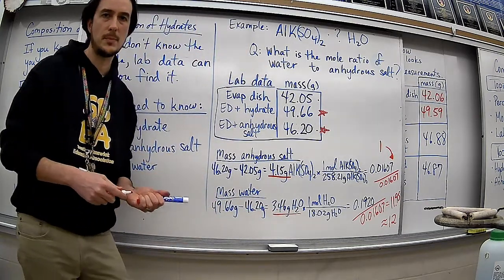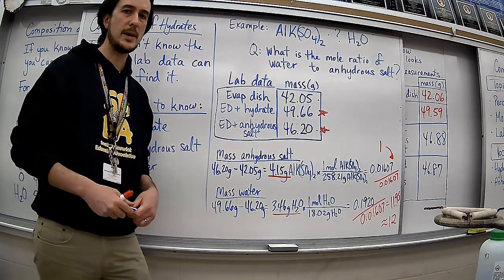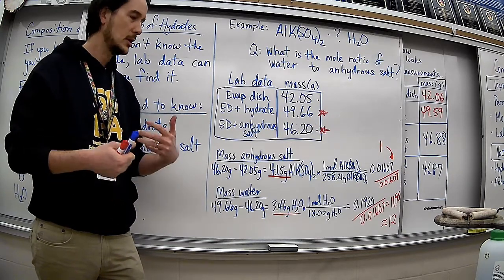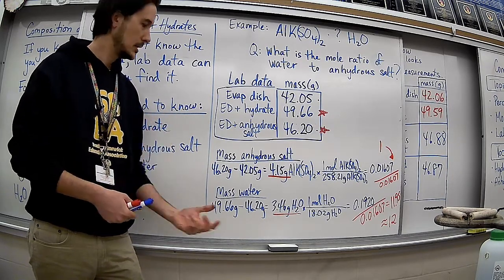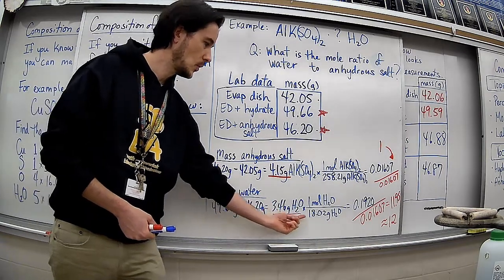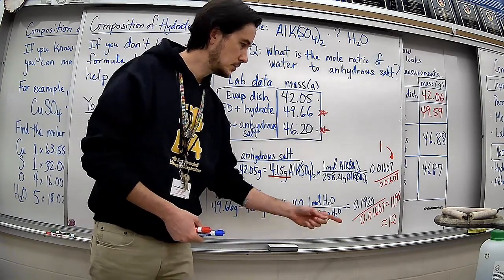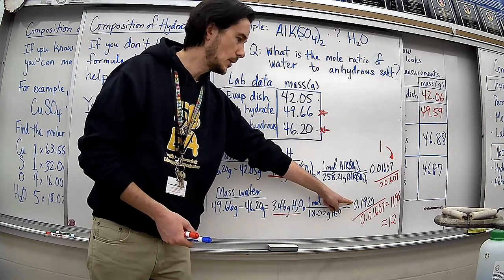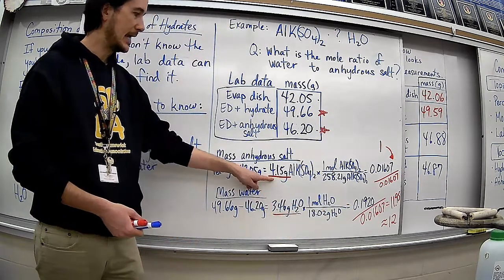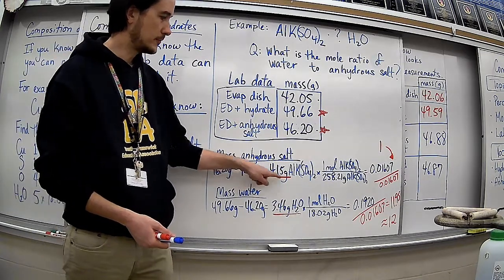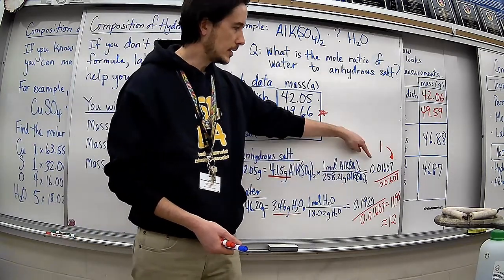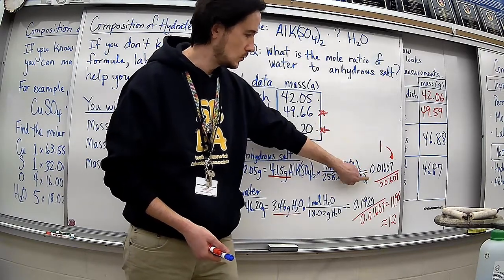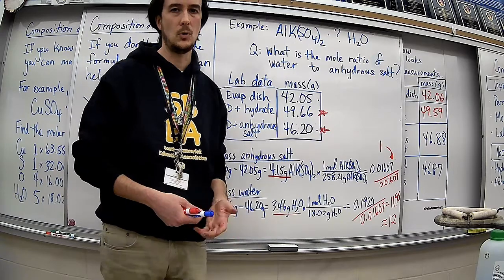Okay, so we know the mass of the anhydrous salt. We know the mass of the water, but what we want is the mole ratio of these two things. So we need to convert them to moles. We take our 3.46 grams of water, divide by 18.02, and we get 0.1920 moles of water. For the salt, we divide 4.15 by 258.21. We get 0.01607. So this is our mole ratio, but what we want is a whole number mole ratio.